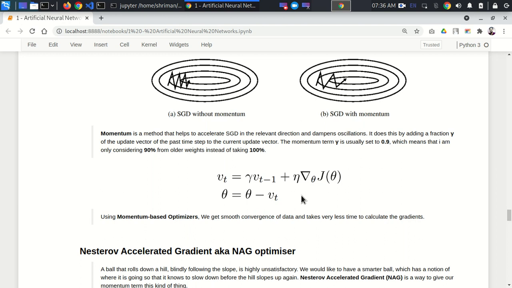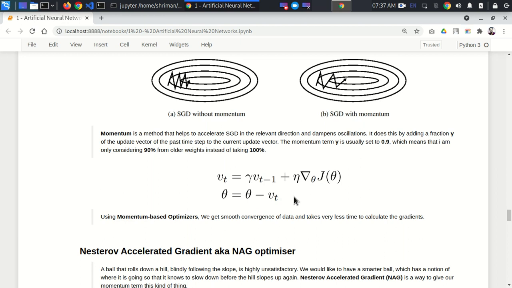So we are only going to consider those things. They were saying, okay, fine, this previous depends upon its previous, and that previous depends upon its previous, and in this way so on. Each and every earlier iteration depends upon its previous iterations. This type of thing they introduced in terms of SGD with momentum, where this gamma was equal to 0.9, which means that I am only considering 90% of the older weights instead of taking 100%.